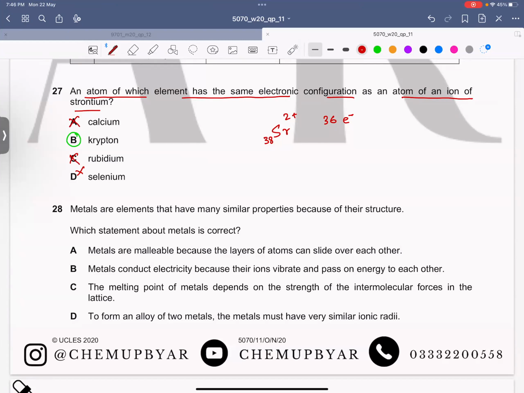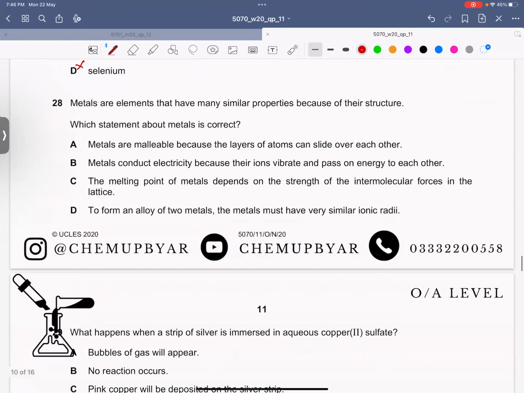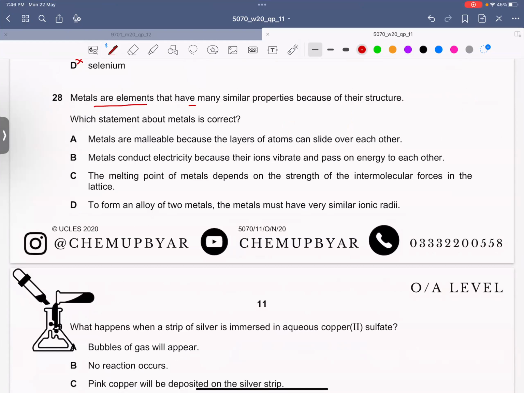Okay, let's proceed to question number 28. Metals are elements that have many similar properties because of their structure. Which statement about metals is correct? Metals are malleable. Yes, because the layers of the atoms can slide over each other. Yes, it can be possible. But even if you think that option A is correct, don't select it yet; read all the rest of the options, and then you can decide.